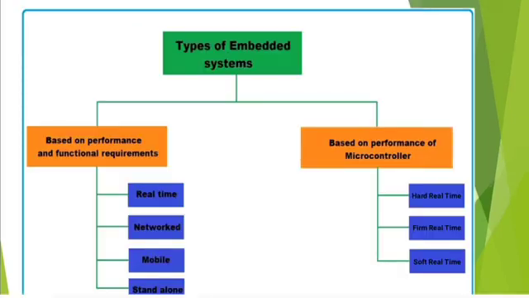Now, types of embedded system. Based on performance, it is classified into two parts. First is based on performance and functional requirement. It can be classified into four parts. First is real-time embedded system. Second is network embedded system. Third is mobile embedded system. And last, that is fourth, standalone embedded system.